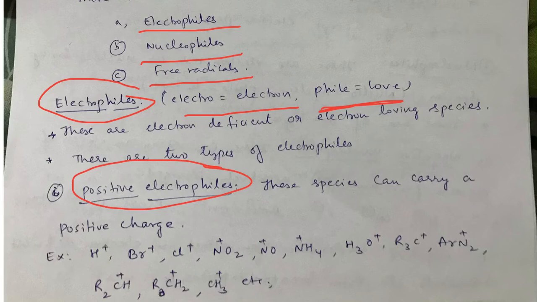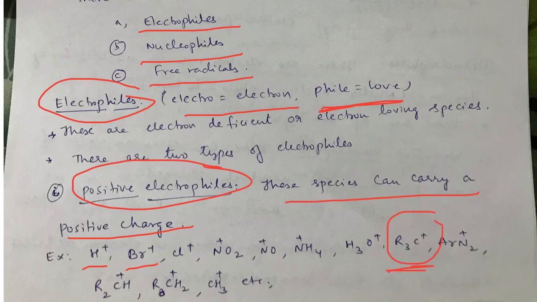Positive electrophiles are species that carry a positive charge, like H+ and Br+. Generally hydrogen carries only one electron, and plus indicates the loss of electrons. When the electron is lost and there is no electron, it is an electron deficient species. If the same positive charge is on carbon, it is a carbocation, like R3C+, R2CH+, RCH2+, and CH3+, the methyl carbocation. Any species which carries a positive charge can be considered an electrophile, and these are positive electrophiles.